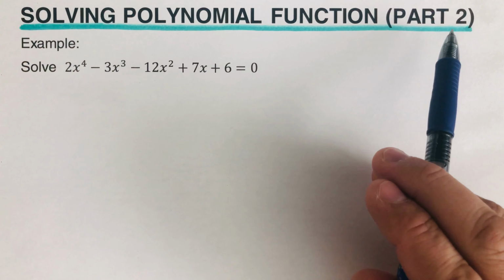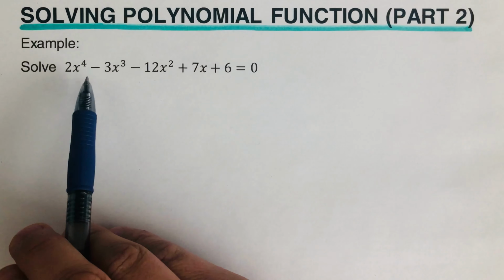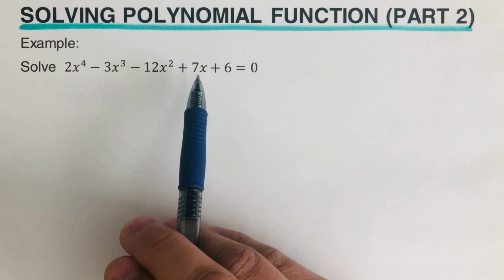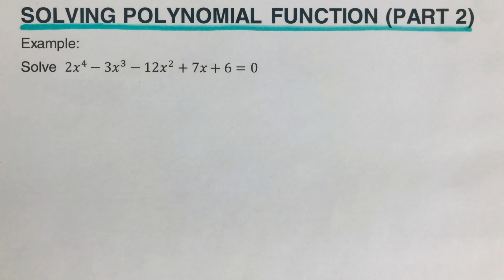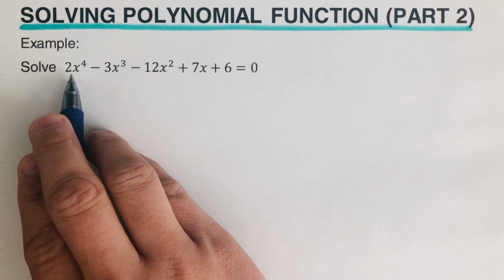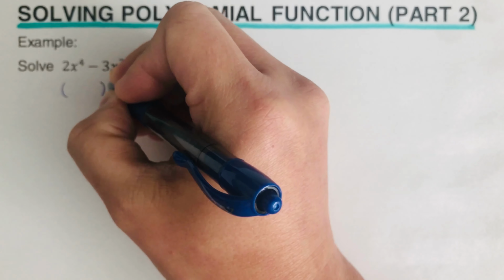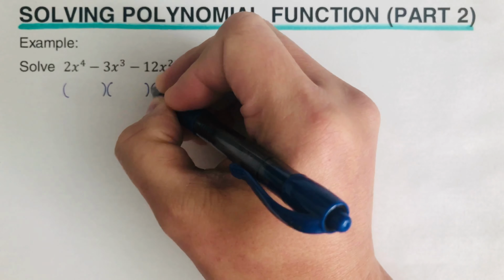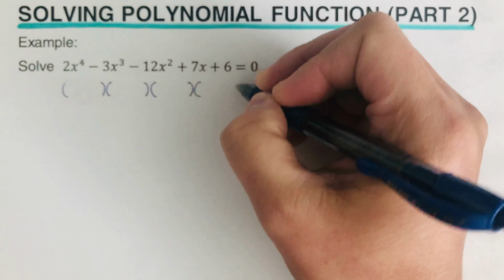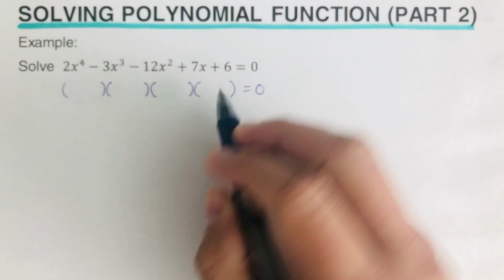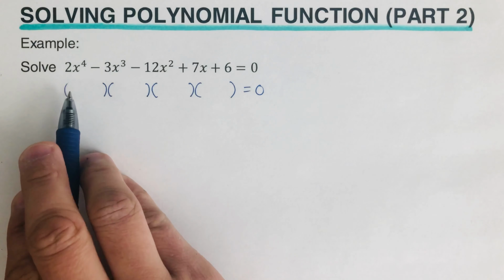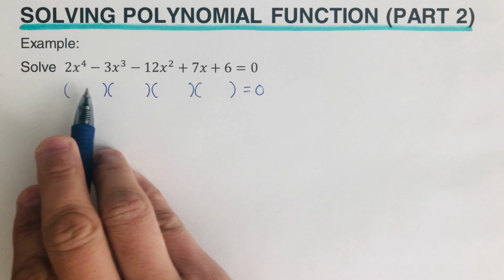In this part, we are going to use synthetic division to factor this polynomial right here and then eventually solve for x from there. Just by looking at this equation, we can tell that there are 4 roots. So I'm just going to write 4 parentheses here, and our task today is to determine what to write into these parentheses so that when we multiply these 4 binomials, it would come out to the equation up there.